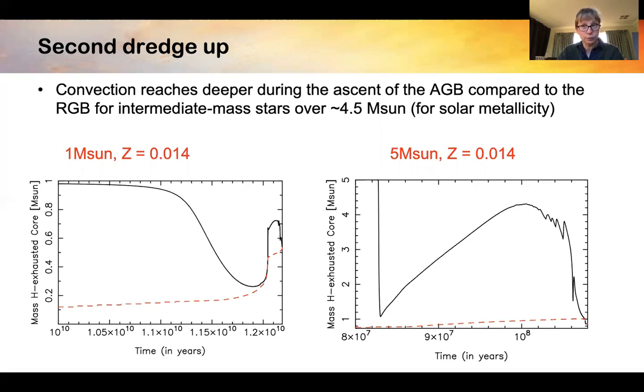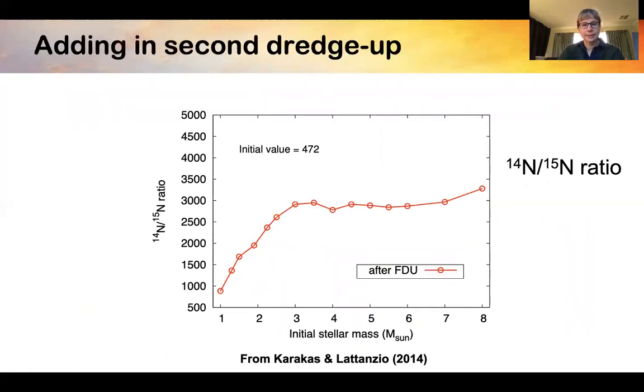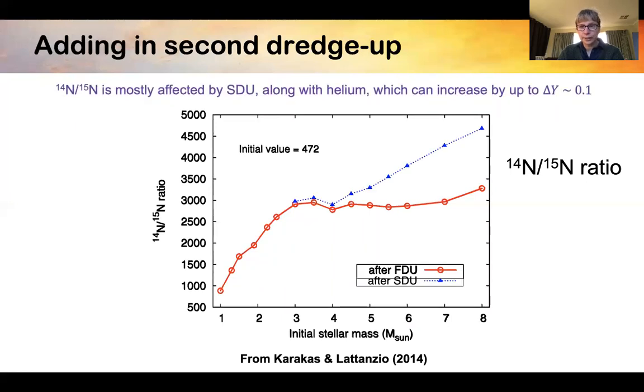So still hydrogen fusion reaction products, but this time it's going much deeper in, and you're mixing material that's been exposed to complete hydrogen fusion reactions. So you produce a lot of nitrogen-14. This is from first dredge-up from before. Let's add in second. And you notice now we have this huge increase in the nitrogen-14 to 15 ratio in the stars that experience second dredge-up. So these are stars over about 4 solar masses at solar metallicity.